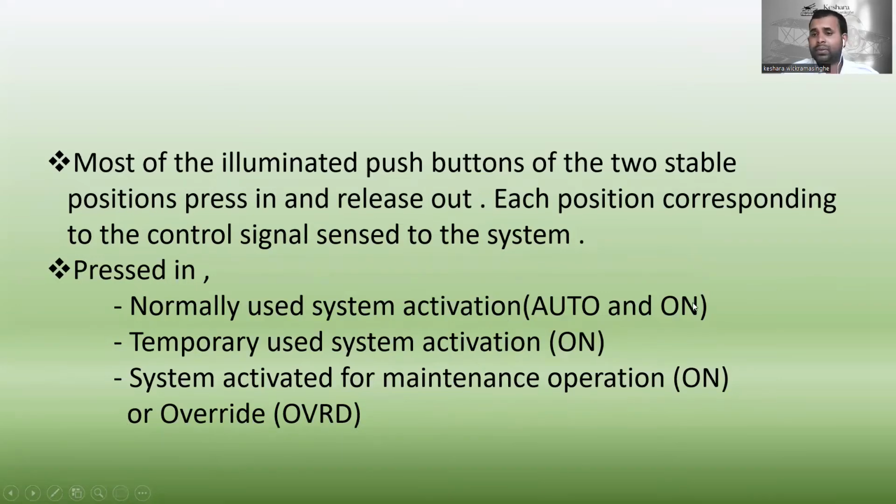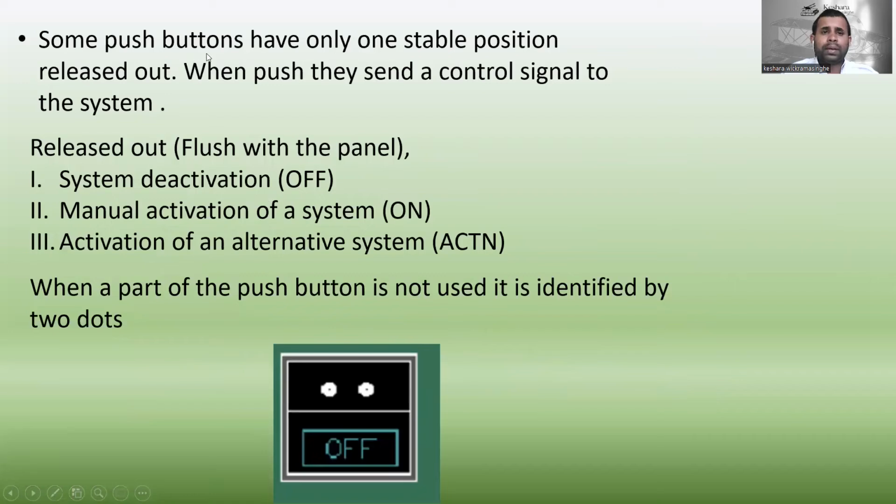on, system activated for maintenance operations, on and or override. Some push buttons have only one stable position, release out. When pushed, they send a control signal to the system. When released out or flush with the panel, the system is deactivated, meaning system off, or manual activation of a system, or else on, or activation of an alternative system.